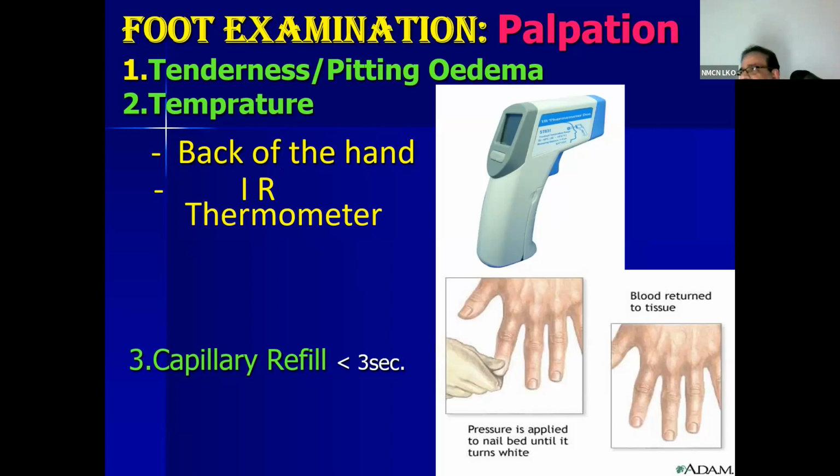So whether the improvement is there or deterioration is there. So IR thermometer is a very important tool. Then capillary refill is to find out the peripheral perfusion. In this, you press the tip of the nail.